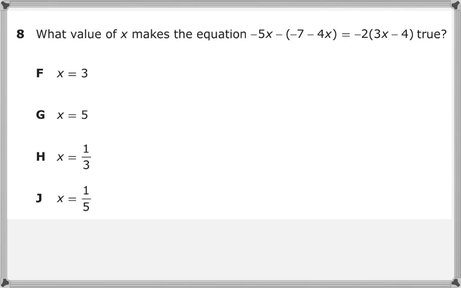What value of x makes the equation negative 5x minus the quantity, that's how we say when you have an expression inside parentheses, the quantity negative 7 minus 4x equals negative 2 times the quantity 3x minus 4. What value of x is going to make this equation true?